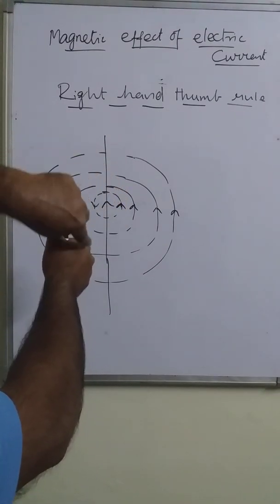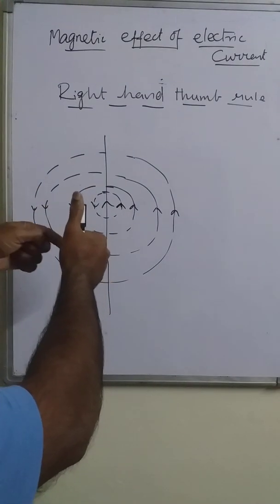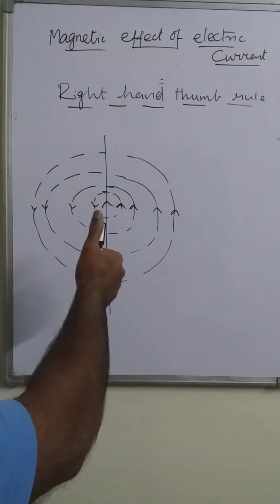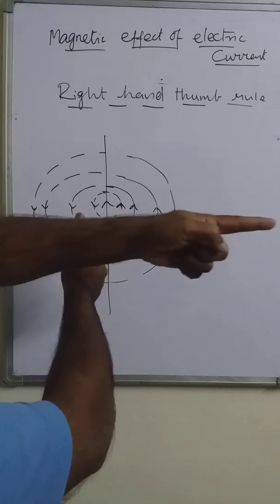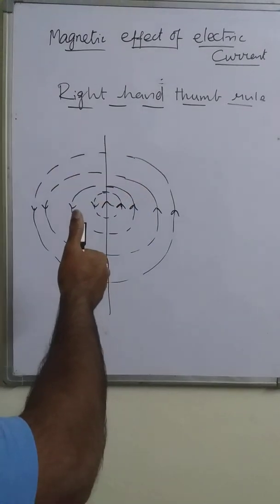Here at this point, it is along the tangent. At this point, it is in this direction, along the tangent. At this point, it is in this direction. So it continuously changes the direction.